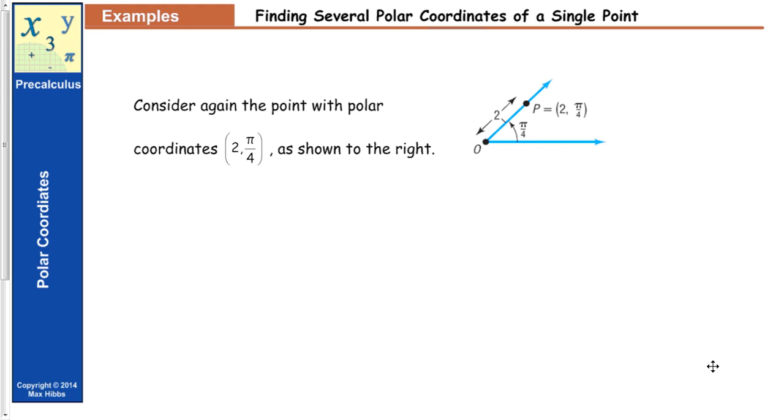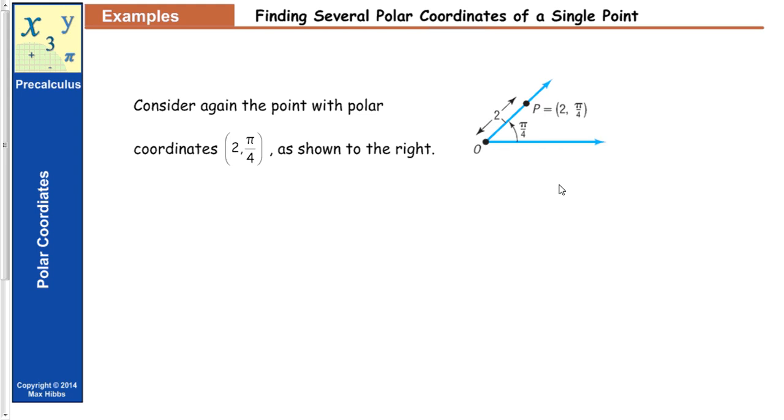So let's go back to this point 2 comma pi over 4, and of course I've shown it here in this illustration. Our angle pi over 4, and we measure 2 units along that terminal side. Now here's something that's completely different with polar points than rectangular points. With rectangular points, there is only one way we get to a point. There's only one description of a point in rectangular points.